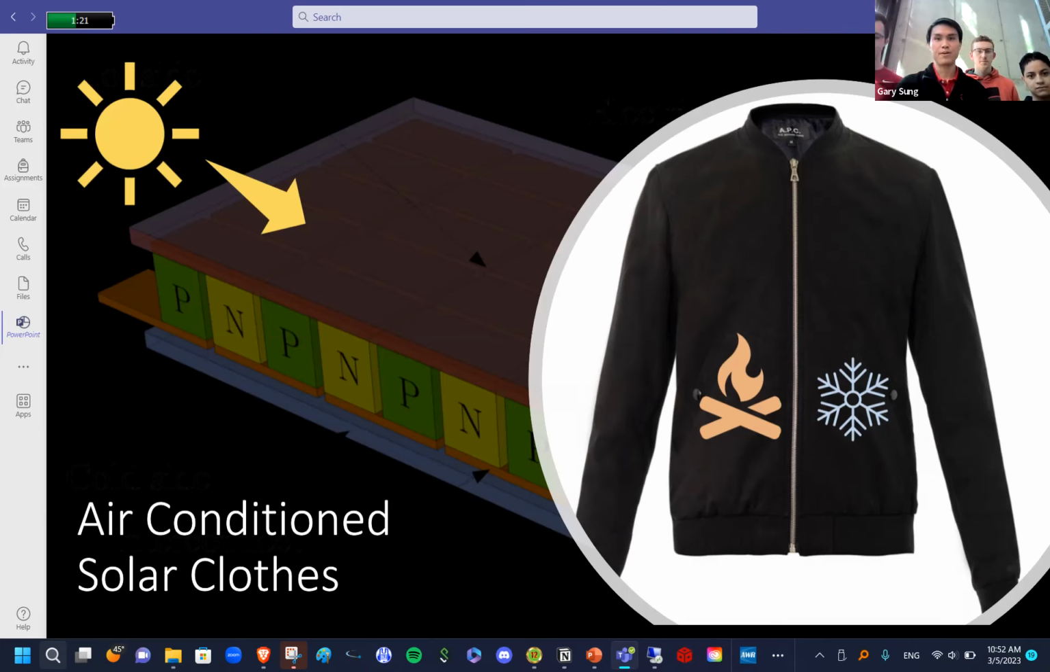The end product is kind of a futuristic idea where the sun would hit your clothes and your clothes would be able to create this air conditioning effect. It can heat you up or cool you down.